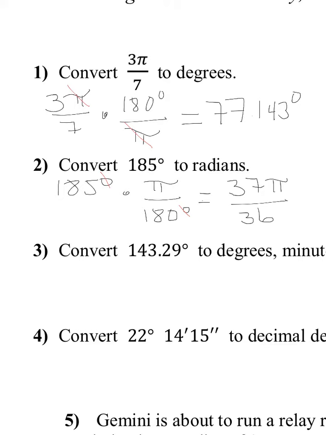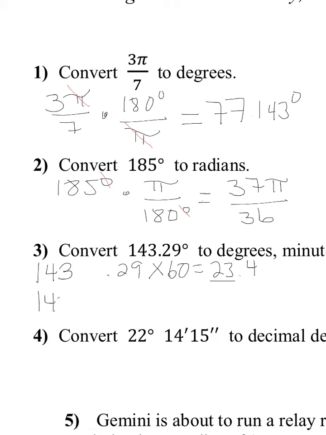All right, number 3, we're converting from degrees in decimal form to degrees, minutes, and seconds. So the first thing we're going to do is keep the first part, which is 143. And then we're going to take the decimal part, this 0.29, and multiply times 60. And when we do that, we get 23.4.